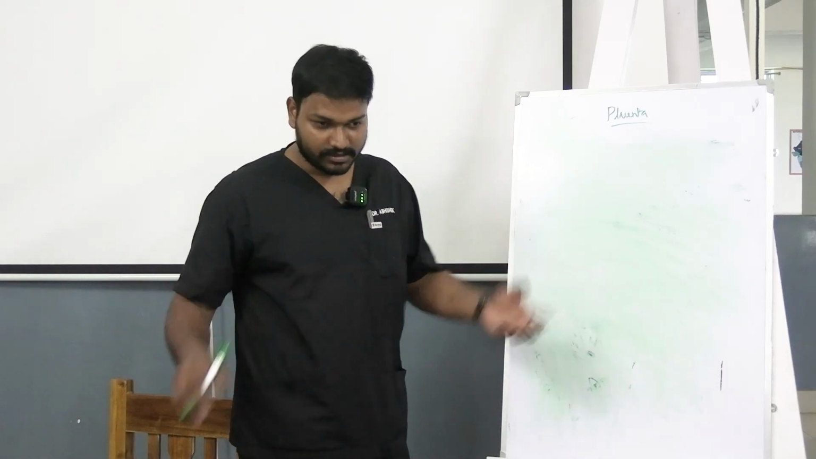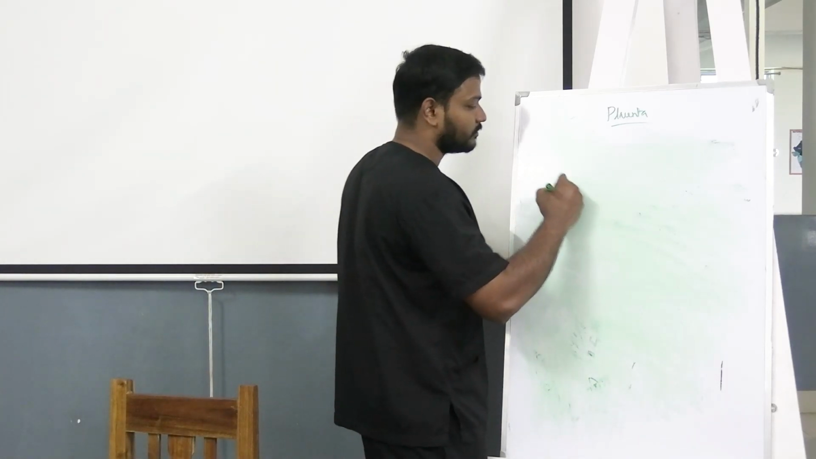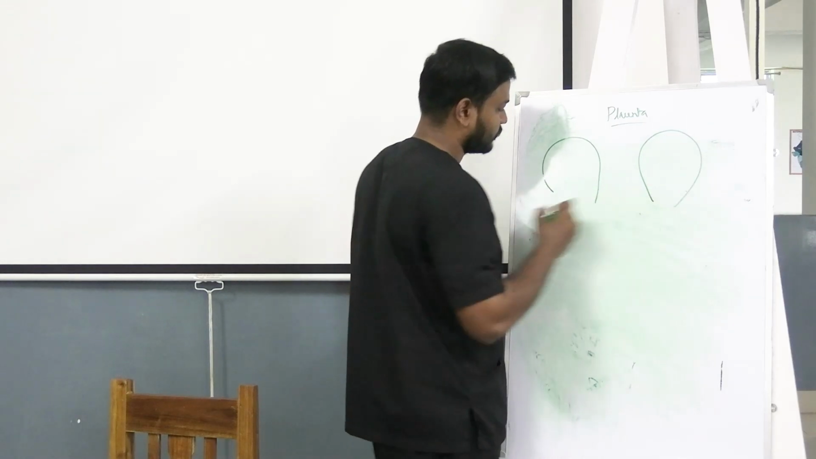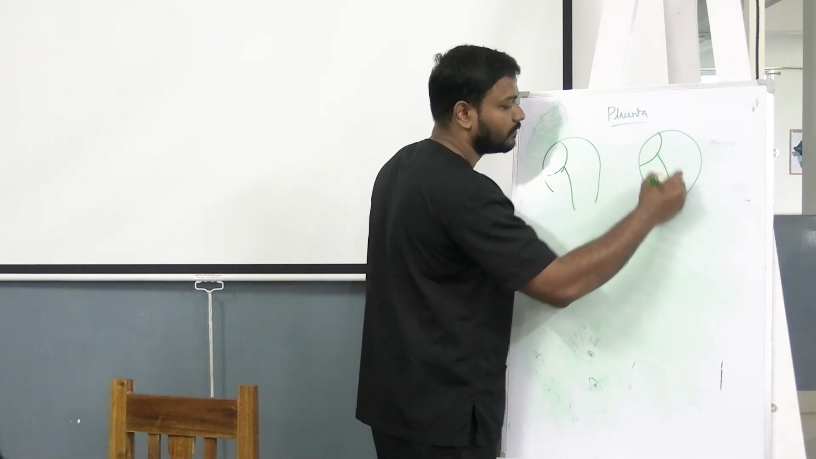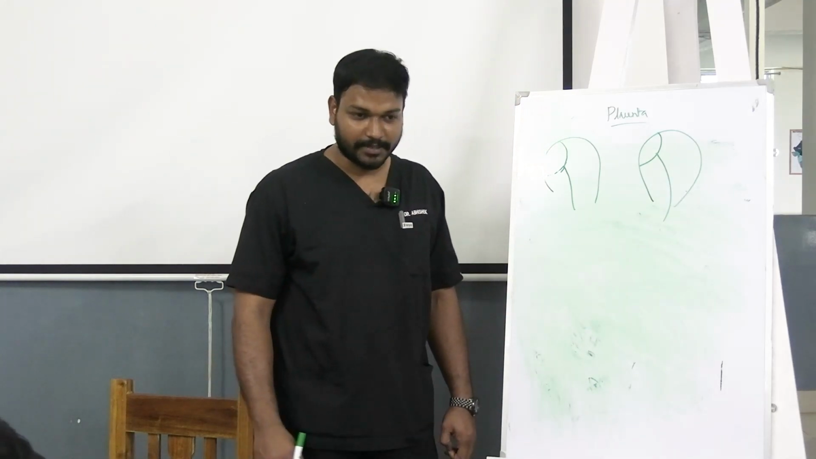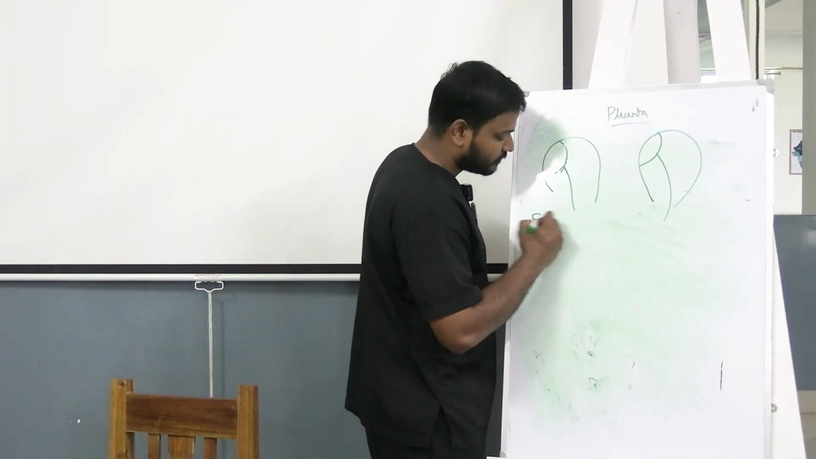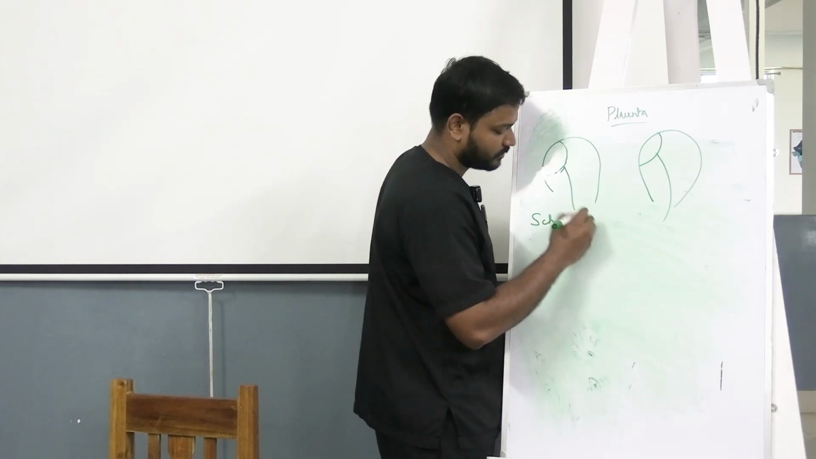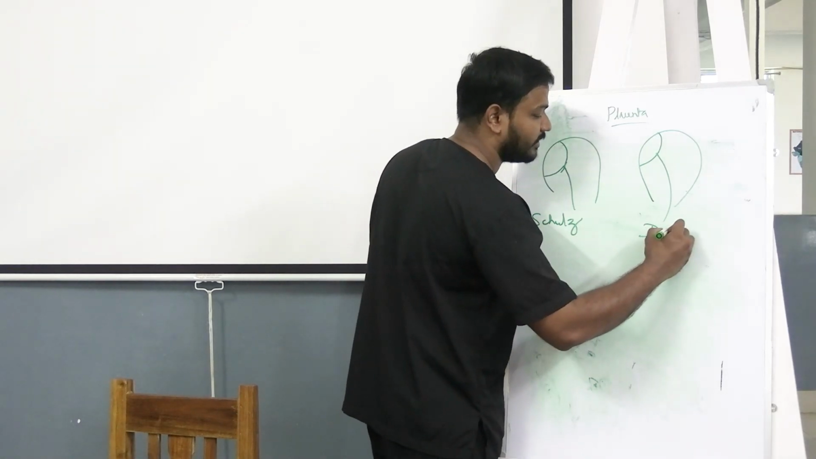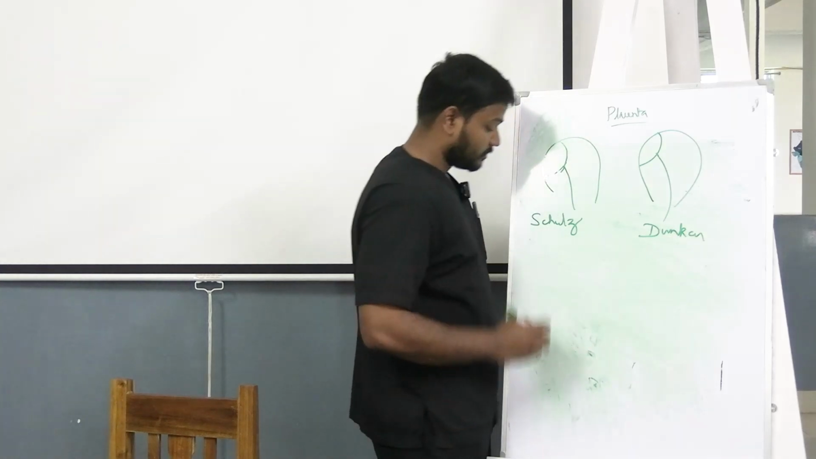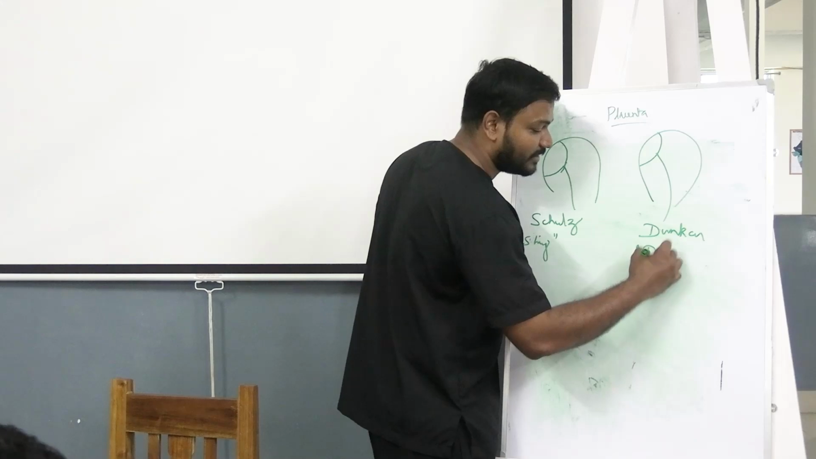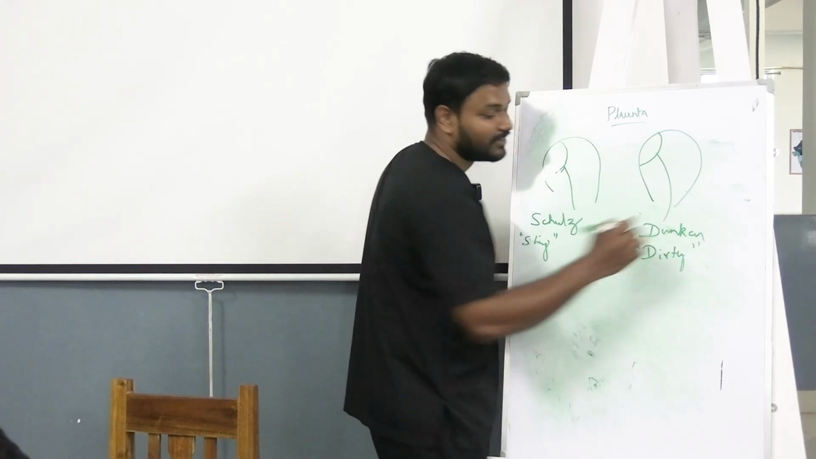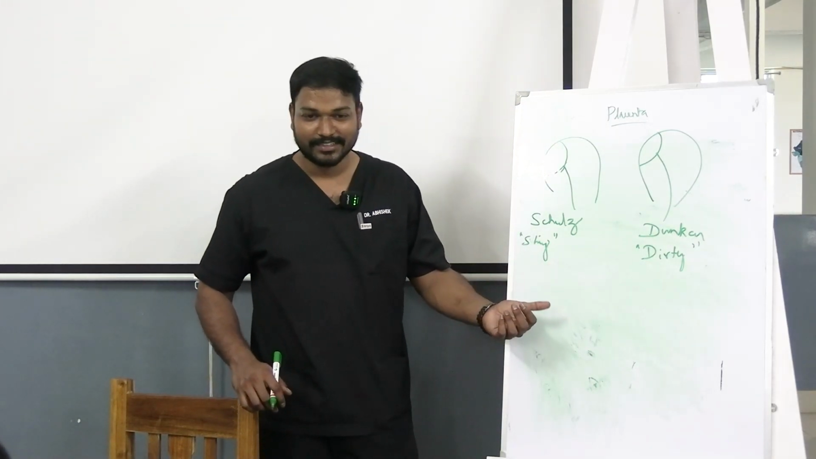There are two types of placental separation when the baby delivers. This is the uterus. This is the placenta. There are two types of placental separation. One is called Schultze, the other Duncan. This is called shiny Schultze and dirty Duncan. Why do we call it shiny? Why do we call it dirty?